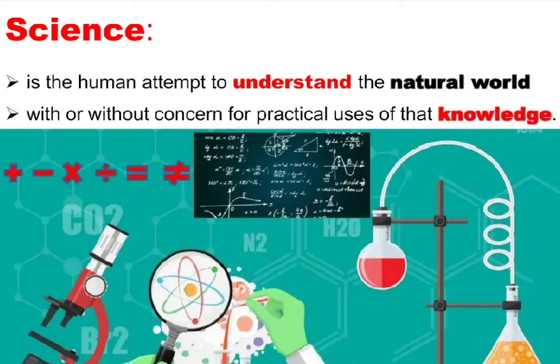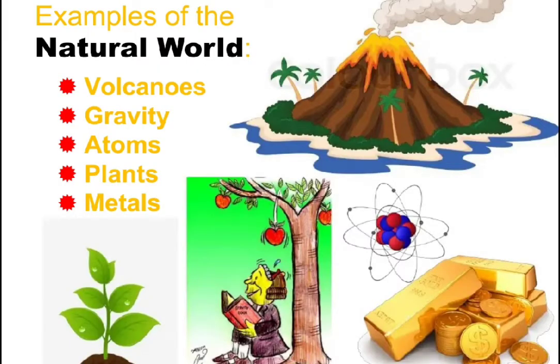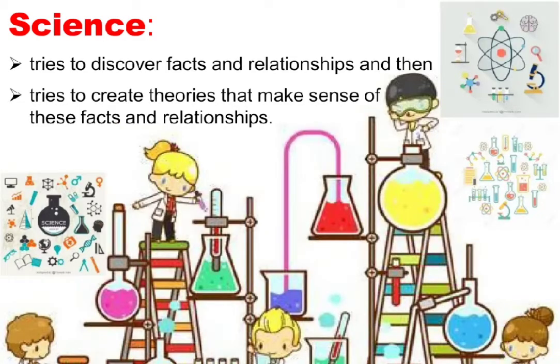Science is the human attempt to understand the natural world, with or without concern for practical uses of that knowledge. For example, the picture below shows the natural world: volcanoes, gravity, atoms, plants, and metals. In science, we try to discover the facts and relationships, and then try to create theories that make sense of these facts and relationships.